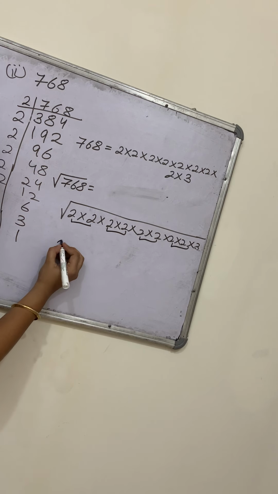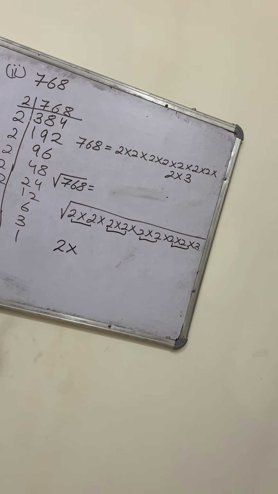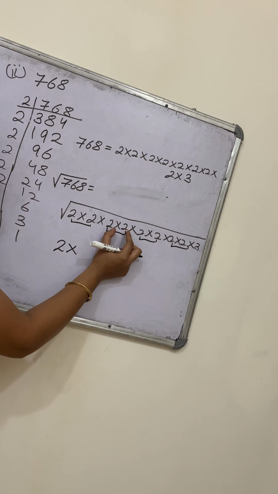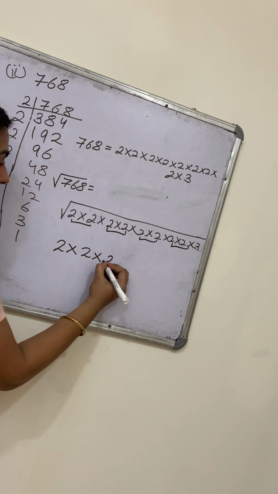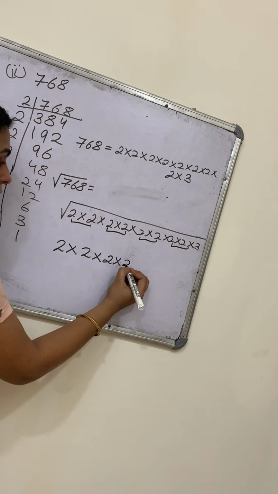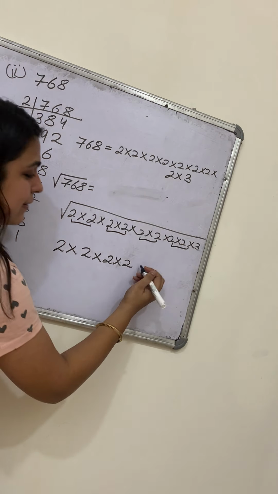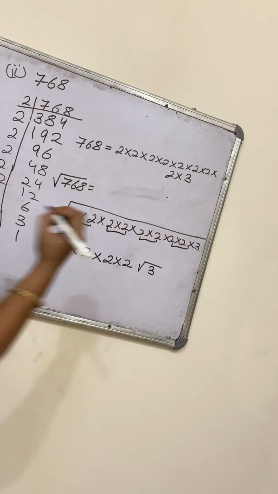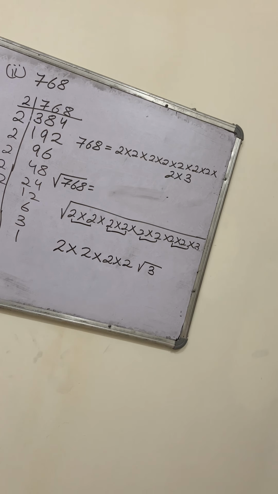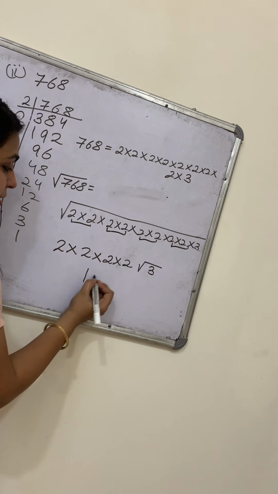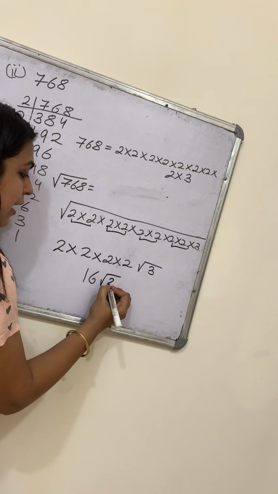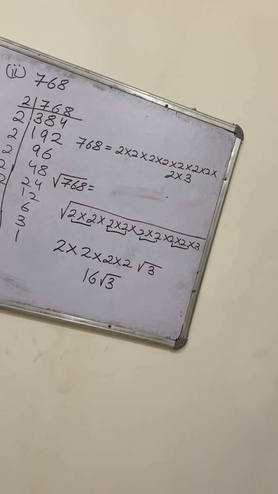So we will leave 3 as it is. Out of each pair of 2s, one 2 comes out. But for 3 there is no pairing, so we are going to write it under root 3 only. So this will be 2 2s are 4, 4 2s are 8, 8 2s are 16, and under root 3 will continue this way, right?